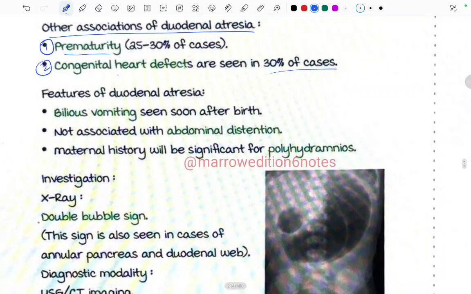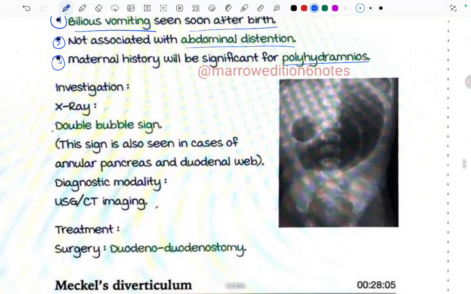Features of the duodenal atresia. First one is the bilious vomiting seen soon after the birth. We saw in the IHPS that it presents after 2 to 3 weeks, but duodenal atresia presents soon after the birth. It is not associated with abdominal distension, and the maternal history will be significant for polyhydramnios. Now in investigations, first in the X-ray, we will see the double bubble sign.